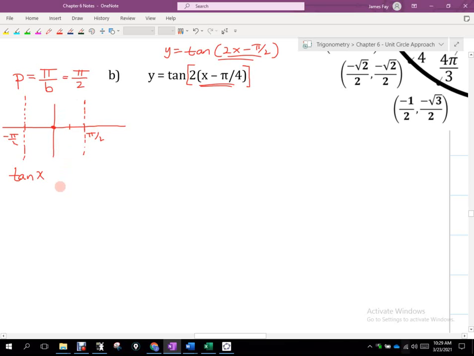At pi over 4, we get root 2 over 2 divided by root 2 over 2. So it gives me a y value of 1. And at negative pi over 4, it's negative root 2 over 2 divided by root 2 over 2. So it gives me negative 1. So there are the 5 components that we're going to use to graph our tangent function.